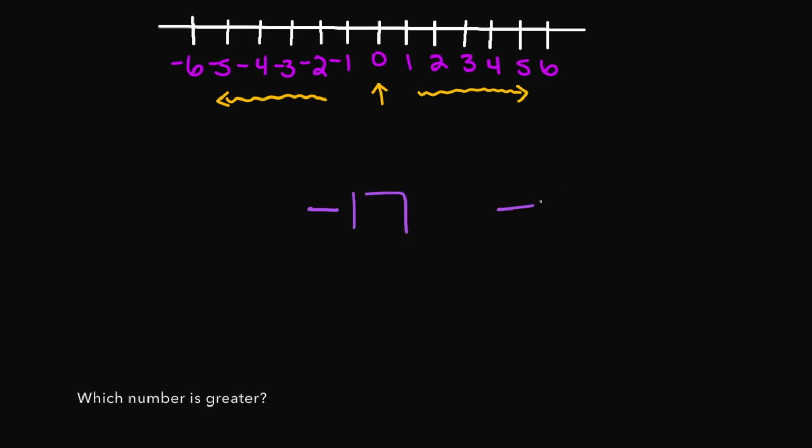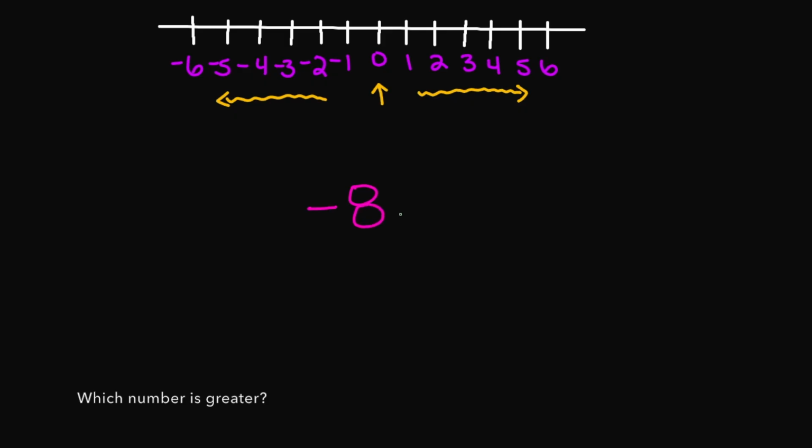-17 and -13, which number here is larger when you're comparing these two? The largest number here is going to be -13. Remember, -13 is closer to 0 than -17. What about 5 and the number 0? Which number here is larger? The largest number here, of course, is going to be +5. What about 0 and -6? Which number here is larger? The largest number here is going to be 0. 0 is greater than -6.